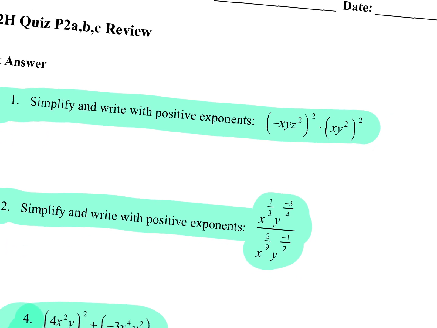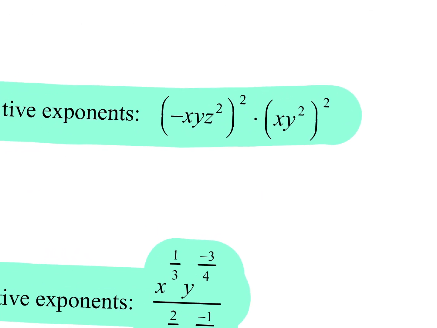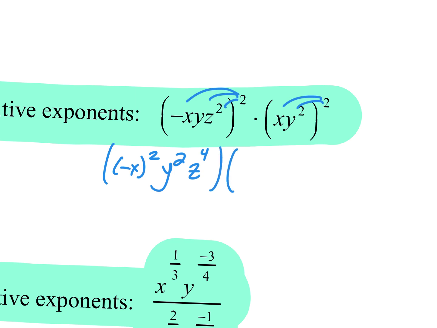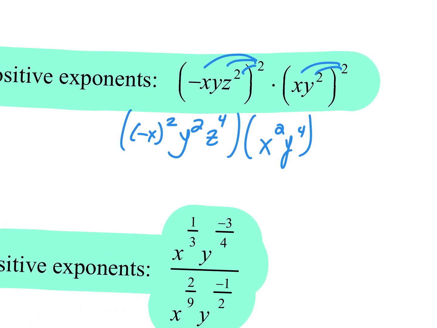Simplify and write with positive exponents. All right. In a case like this, what is the first thing I need to do? Distribute. Perfect. We're going to distribute, remember, to everything. Everything first. So this becomes negative x squared y squared, z to the what? Z to the 4th. Power to a power, we multiply. Good. And then this becomes x squared, y to the 4th, correct? You guys agree? All right, what is negative x squared?